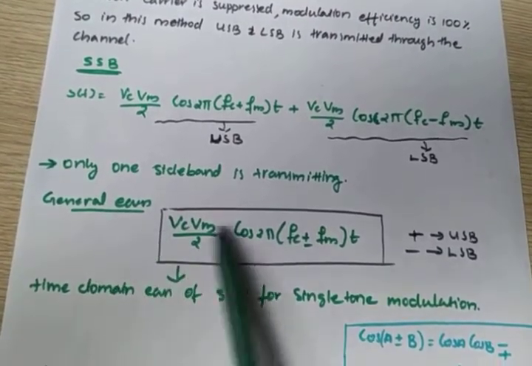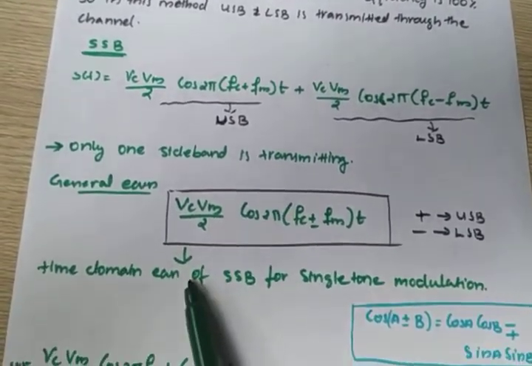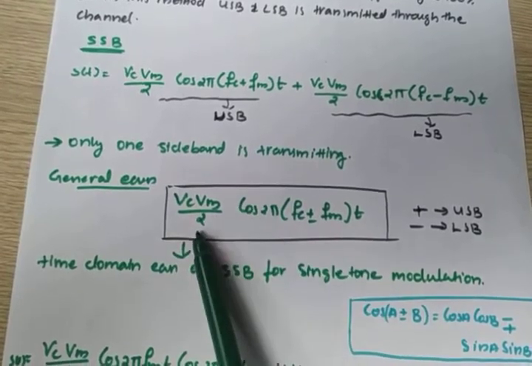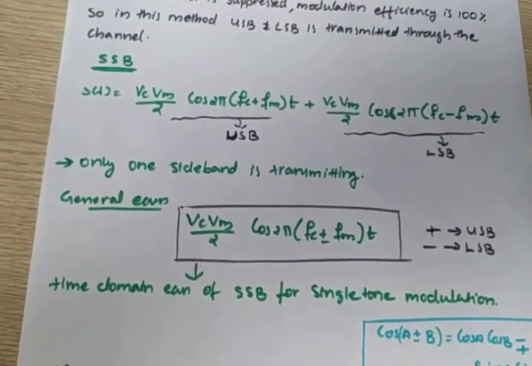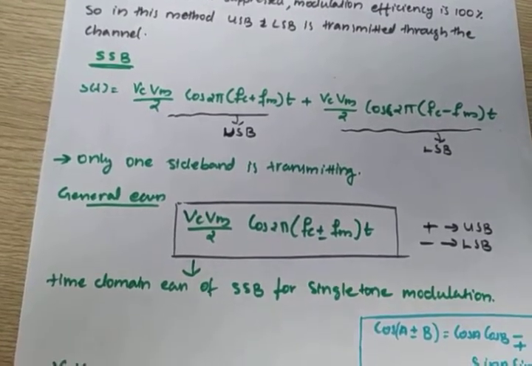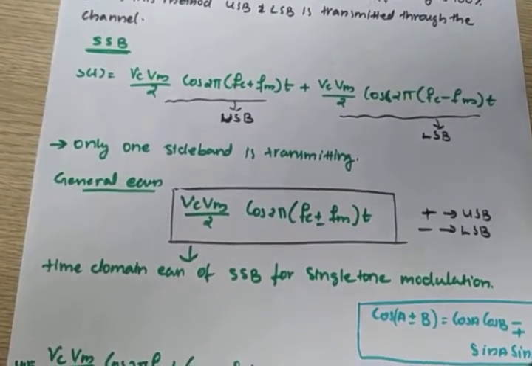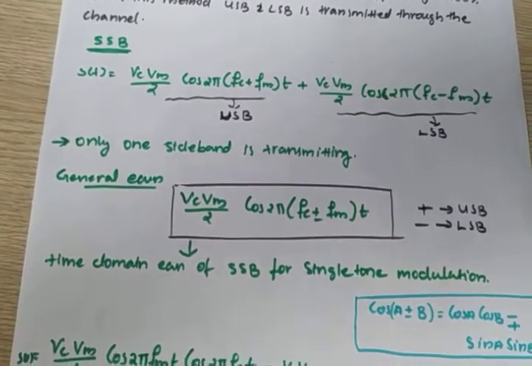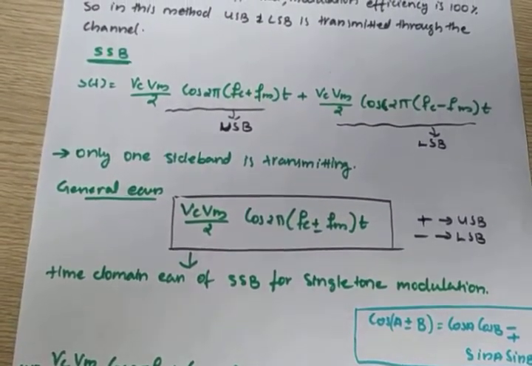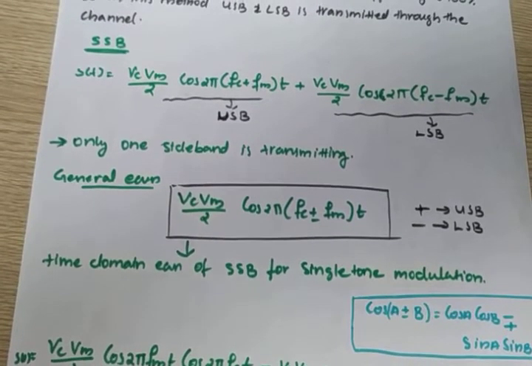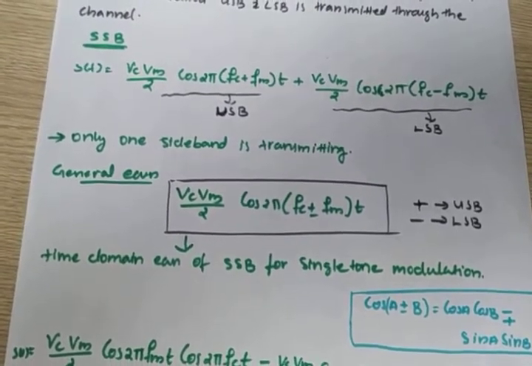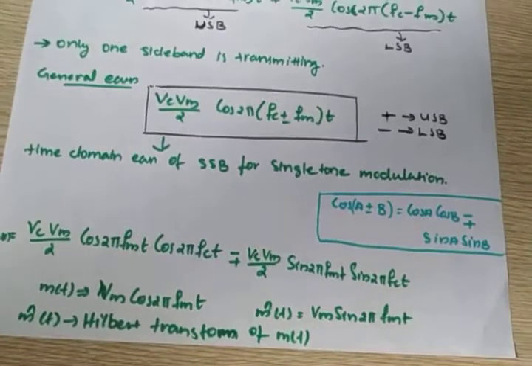So this is the general equation for a single tone modulation: Vc Vm by 2 cos 2 pi (Fc plus or minus Fm) t. Single tone modulation means only one frequency. In this, plus is for upper sideband, minus for lower sideband. This is the general equation.